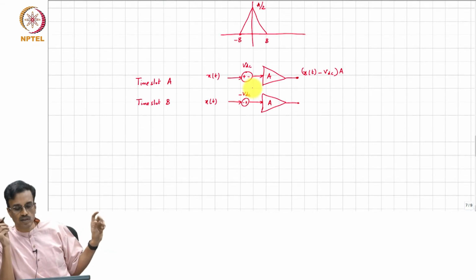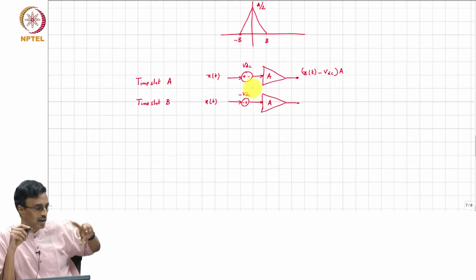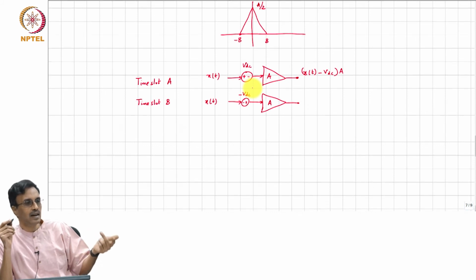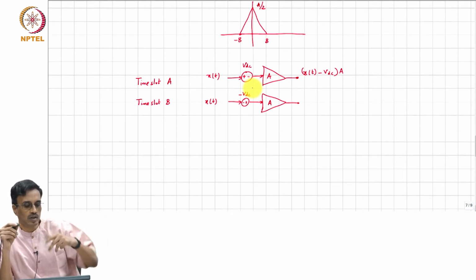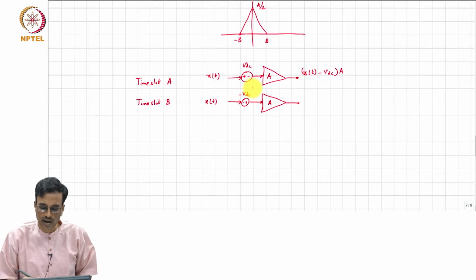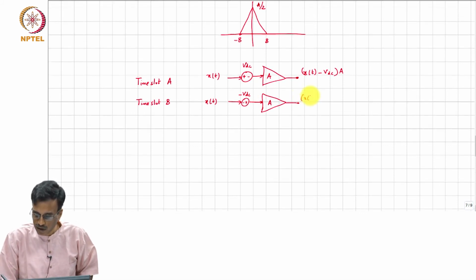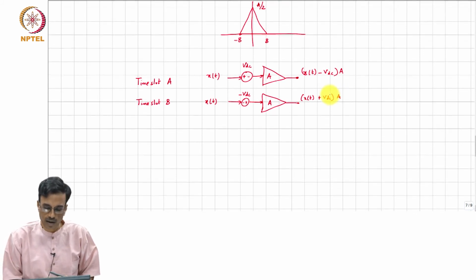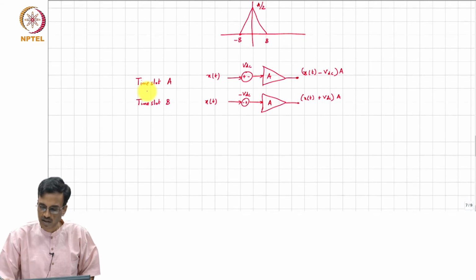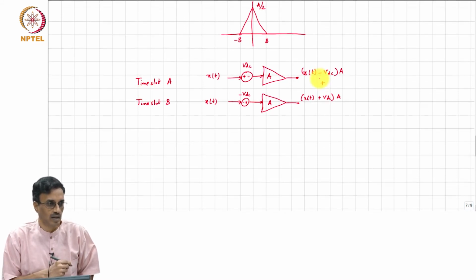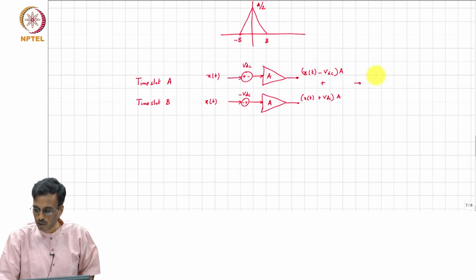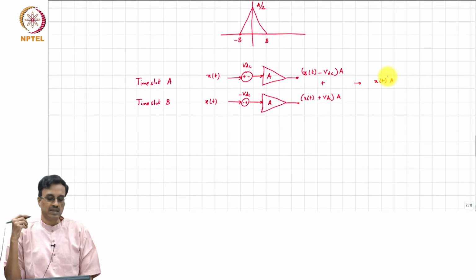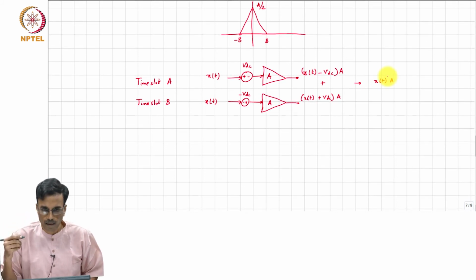and that is easy to arrange. For instance, you do not have to physically invert the amplifier, you could invert the input signal and invert the output of the amplifier also, so that effectively you get a negative DC. So you basically get x of t plus VDC times A, and if you do this sufficiently fast and you average the two outputs, then you will be able to get x of t times A. So that is the idea behind chopping.